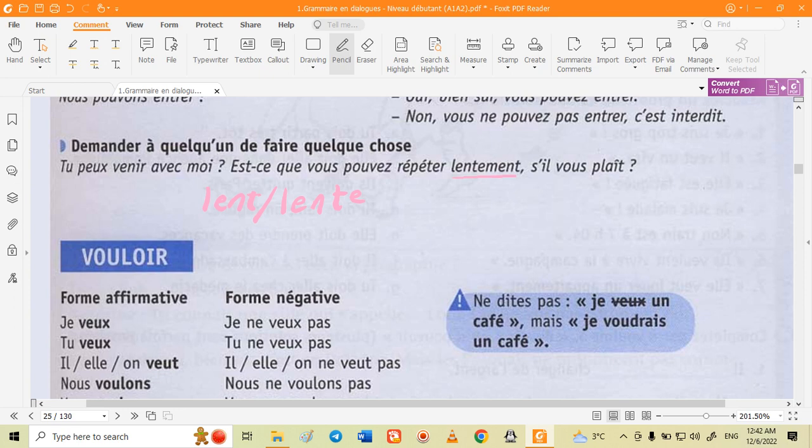How we make this adverb in French language, we have a lesson that we will go through to understand how to make adverbs in French. But now here you see lent as an adjective meaning slow, and by adding the suffix -ment, you can make an adverb, lentement, slowly. Est-ce que vous pouvez répéter lentement, s'il vous plaît? Can you repeat slowly, please?